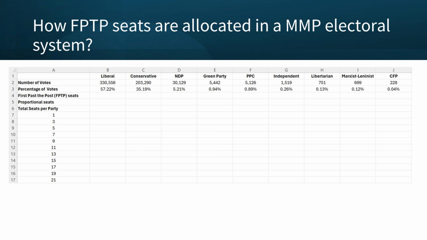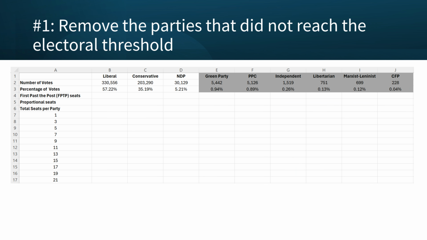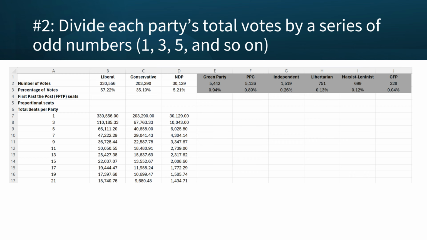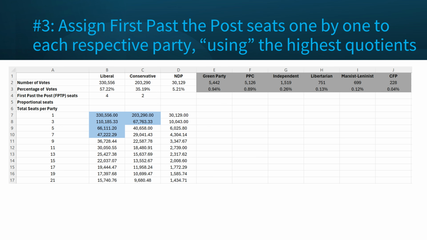Here are the results of the election in Excel. You start by excluding all the parties below the electoral threshold. Then, you divide the number of votes received by each party by odd numbers. The difference is here, on step 3. You first distribute the first-past-the-post seats, using the highest quotients in the process.